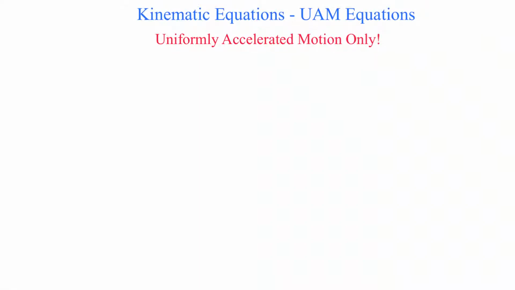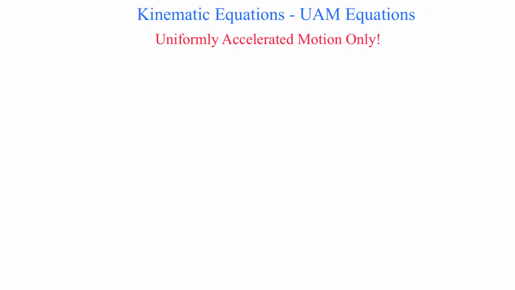Alright, let's start talking about kinematic equations. The prefix kin, K-I-N, means to move, alright? So these are the equations of motion. And I call them UAM equations. They are uniformly accelerated motion equations. So they are only true if the acceleration is constant or uniform, okay?